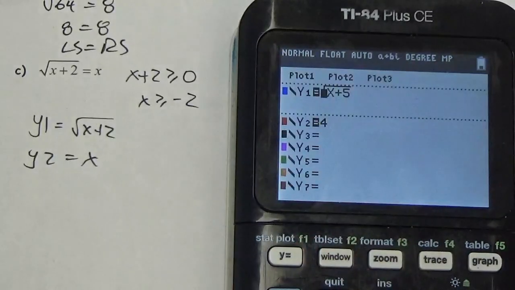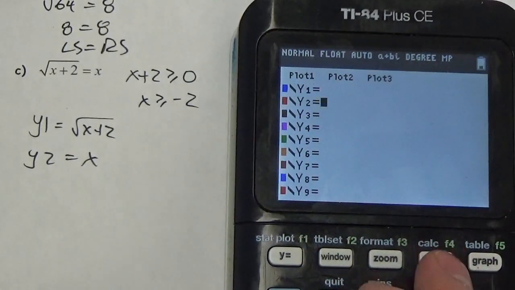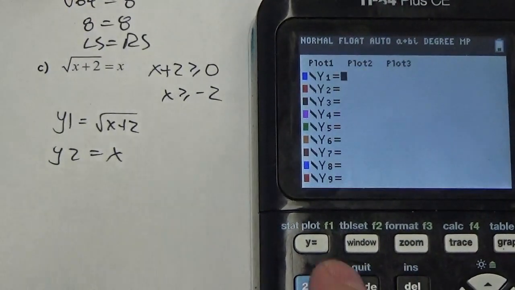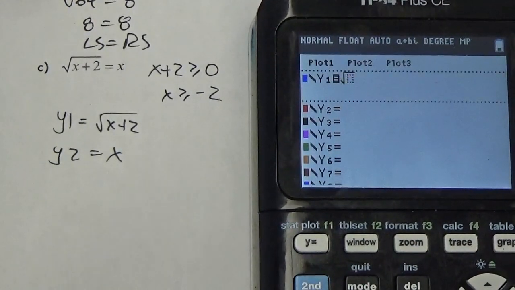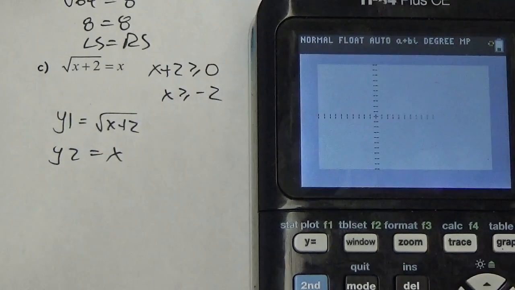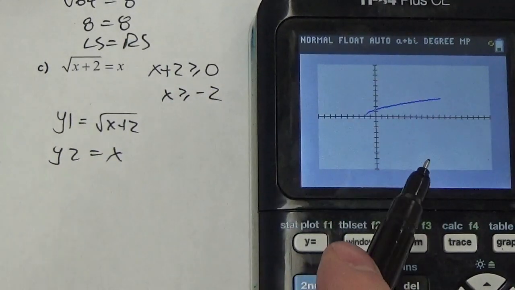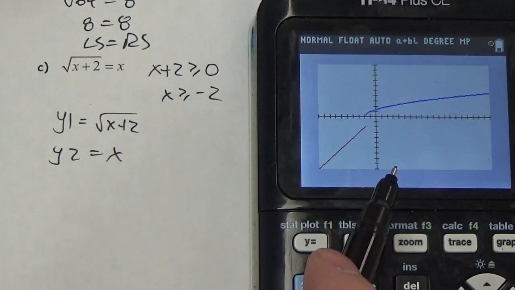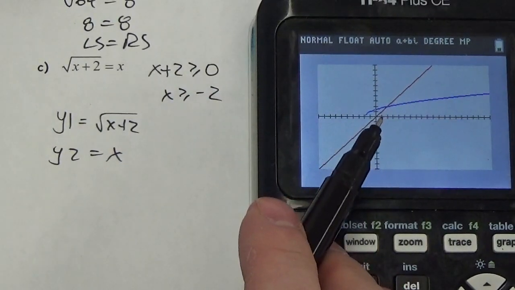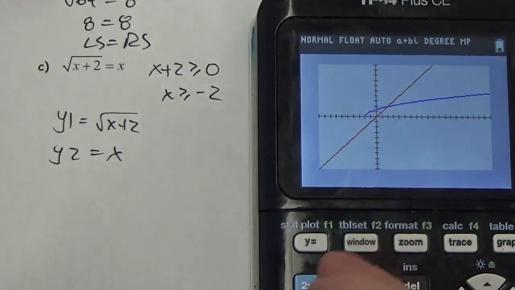If I go y equals here, we'll clean this up here. So first of all, we'll type in the square root of x plus 2. Then we'll put x in the second one. We're going to look for where these intersect. Now, I'd already kind of adjusted my window setting here, but it wasn't too bad. And now take a look at that. Notice that there is only the one point of intersection here.